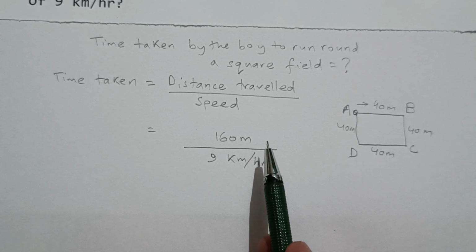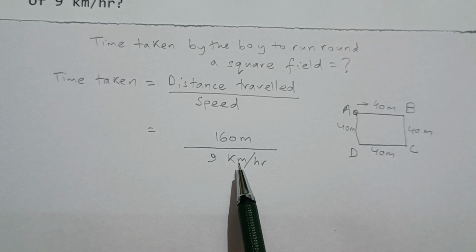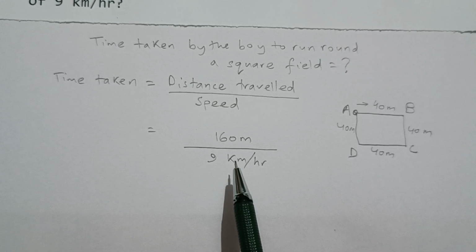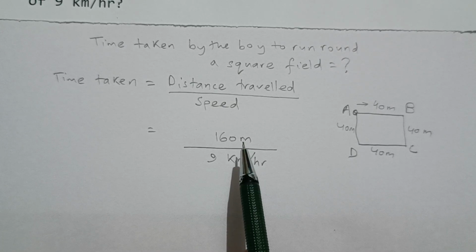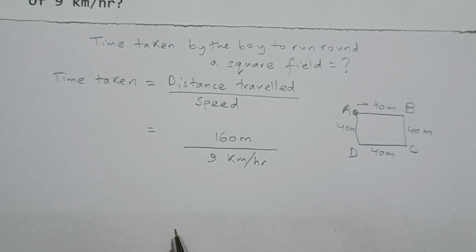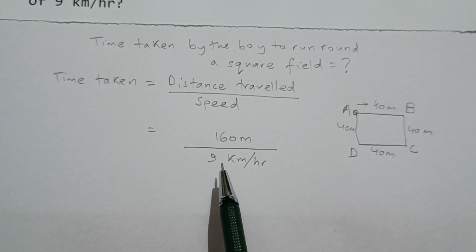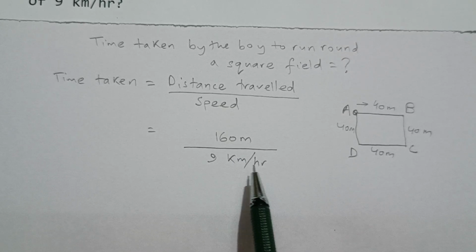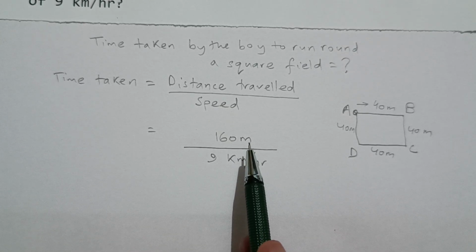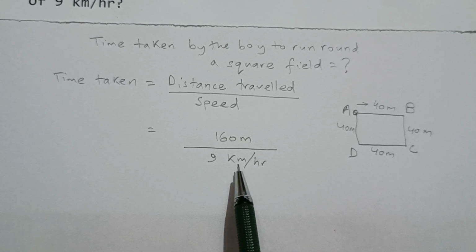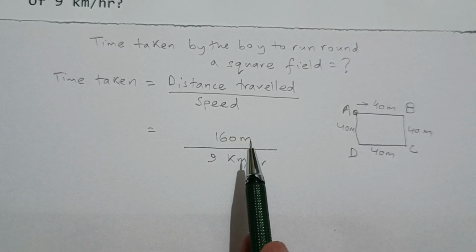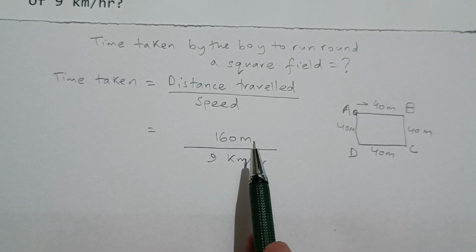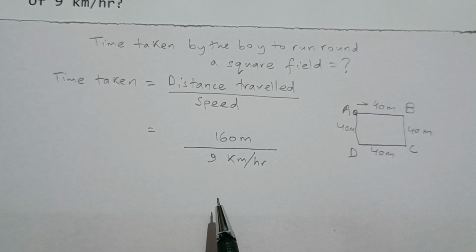Either you convert this meter to kilometer or you convert this kilometer to meter, so that both of them become kilometer or both of them become meter. But right now the distance traveled is in meters and the speed is in kilometers per hour. So one is in meters, one is in kilometers. So we can't simply do the calculation. So let us convert the meters to kilometers.